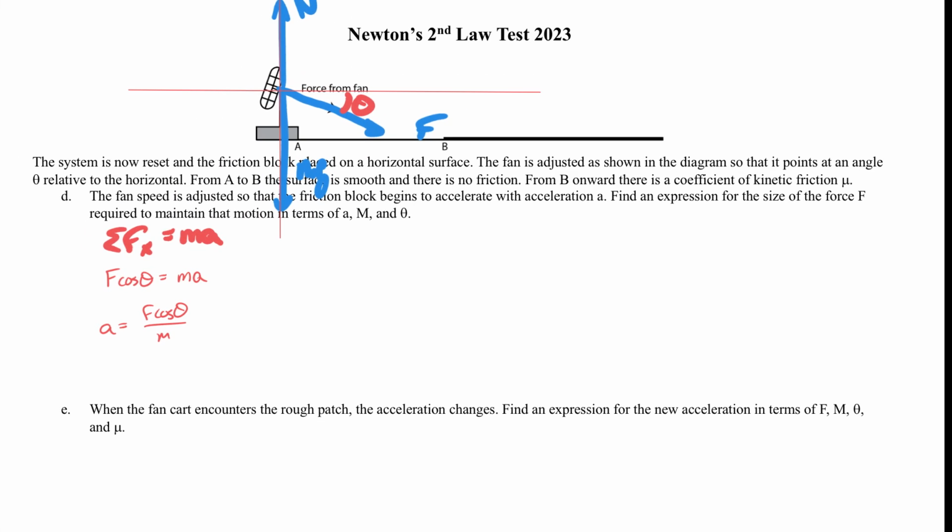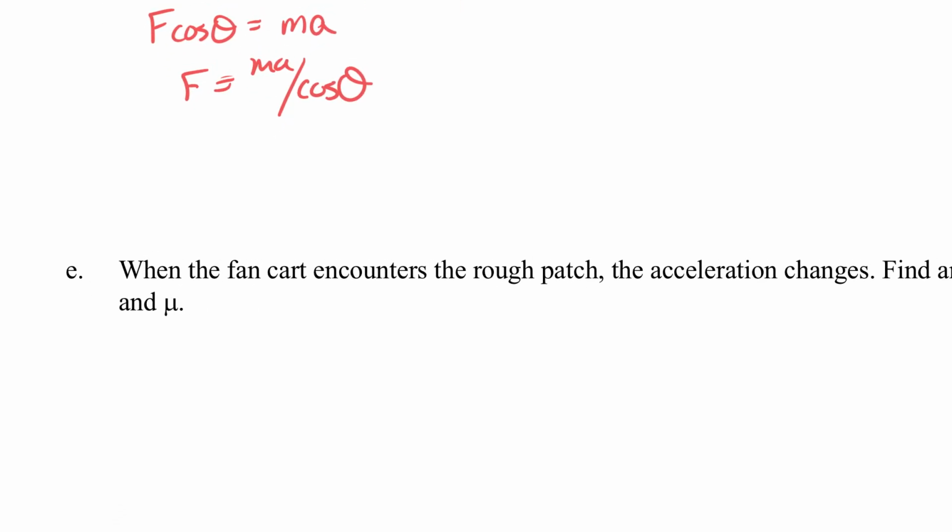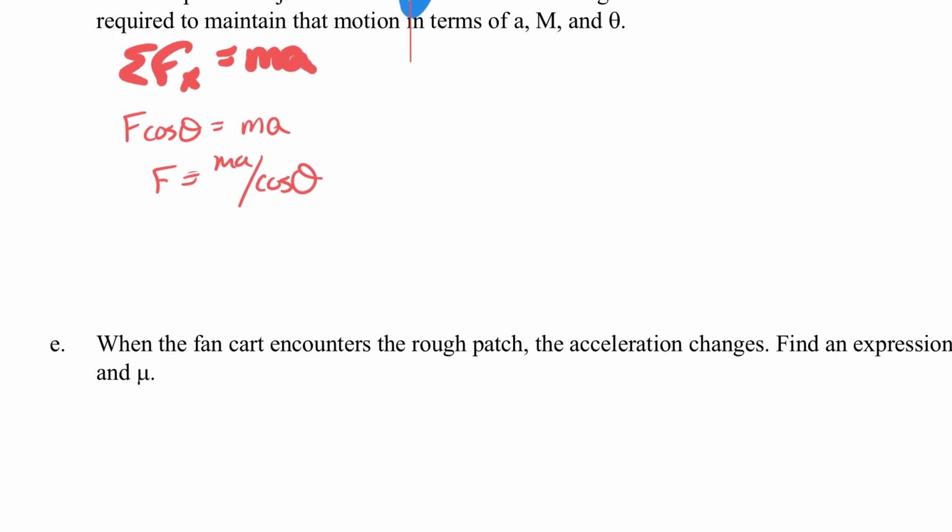Oh no, I'm supposed to find f. What am I thinking? I should read my own question, I guess. So I guess it's ma over cosine theta. Yeah, a, m, and theta are in the answer. That looks like it. That one wasn't so tough. Is it going to get harder?